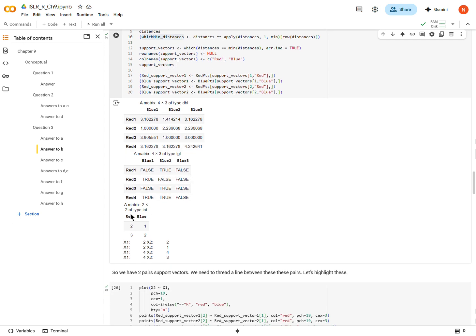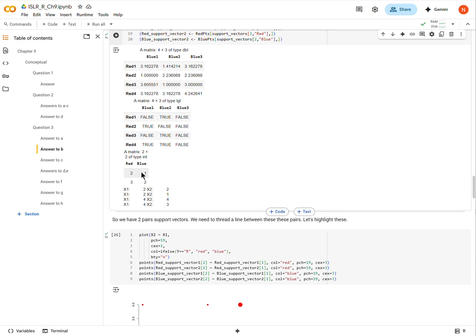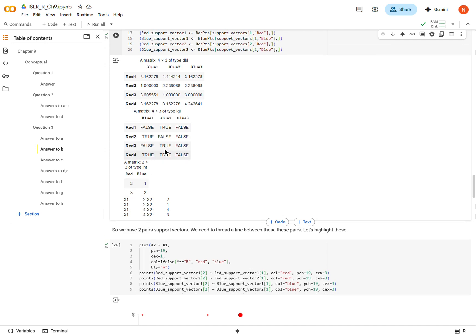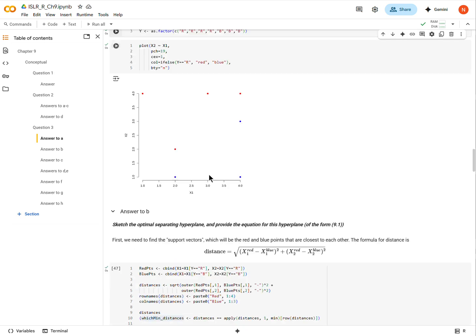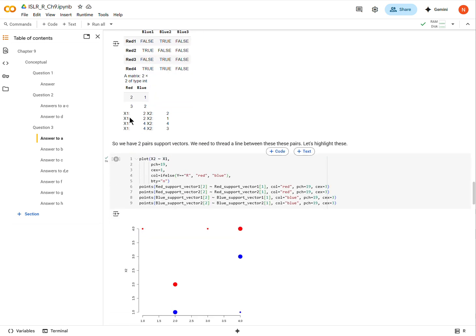But then we go through and we look for the distances that are closest between the red and the blue. Okay, and so we have two vectors here: the second and third red and the first and second blue, as portrayed here. Okay, and so now the coordinates for these different vectors are given right here.